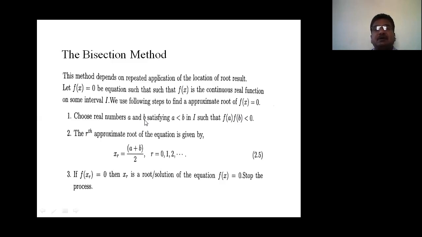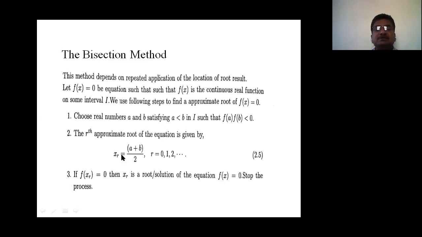So first find two successive integers. What are the successive integers? 0 and 1 are successive integers. Minus 1 and 0 are successive integers. Minus 2 and minus 1 are successive integers. So first find two integers a and b such that f(a) and f(b) have opposite signs, and then use this formula: x_r = (a + b)/2. r runs from 0, 1, 2, 3 up to infinity.